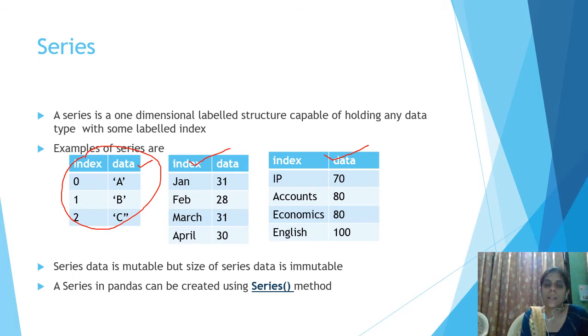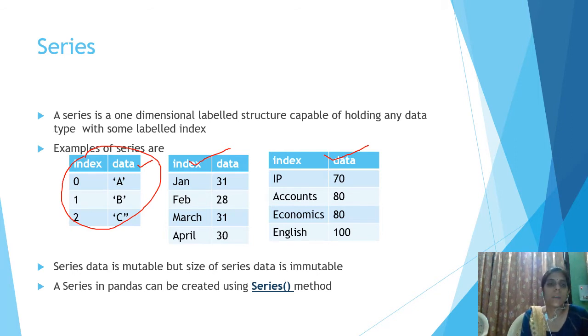In the second table, the data is 31, 28, 31, 30 and its labels are Jan, Feb, March and April. And in the third table, you can see the data is 70, 80, 80, 100 and its indexing or labeling is IP, Accountancy, Economics, English. So here is the data, here is a one-dimensional list, but there is some indexing in it.